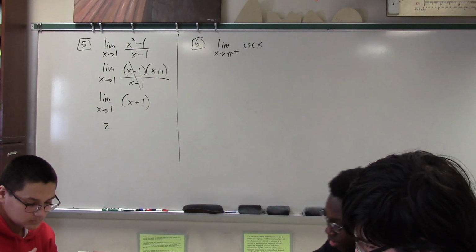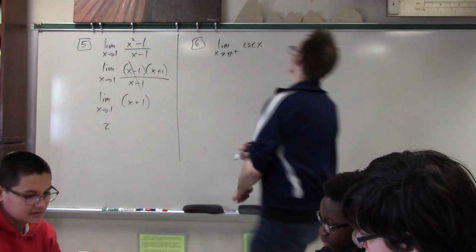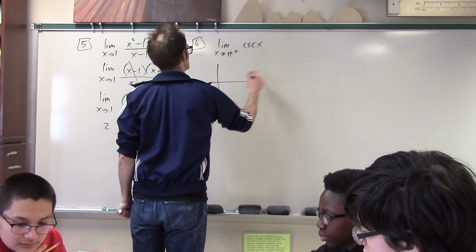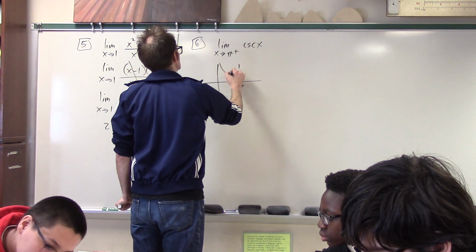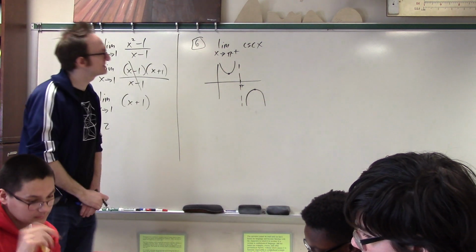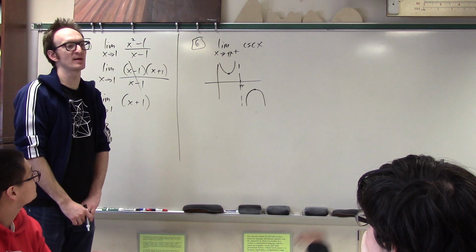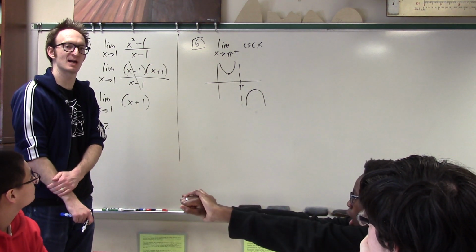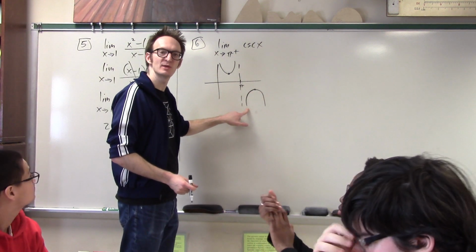Number 6. Technically you don't even need the graph. Alright, number 6 is just what's the limit as x approaches pi plus of cosecant. There's a couple ways to do this. You could just know the graph of cosecant, kind of cold, and sketch it either on the paper or in your brain and just see that it's doing this, yeah? And so the answer is?